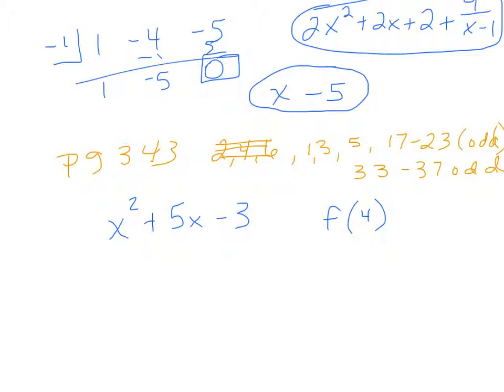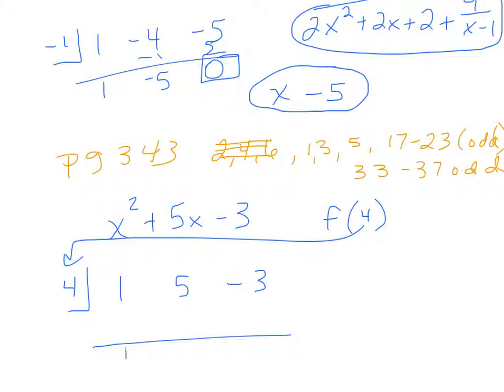You take that number 4 that they want the function value of, that's what goes right there. You have 1, 5, negative 3. Do your synthetic division steps, and the remainder is your answer. So 10 is what I get, and that's faster than plugging in 4 anyway. If they want the function value, you only give them this number. If they want you to divide, you give them the whole thing. If it's f of negative 10, you just put negative 10 right there.